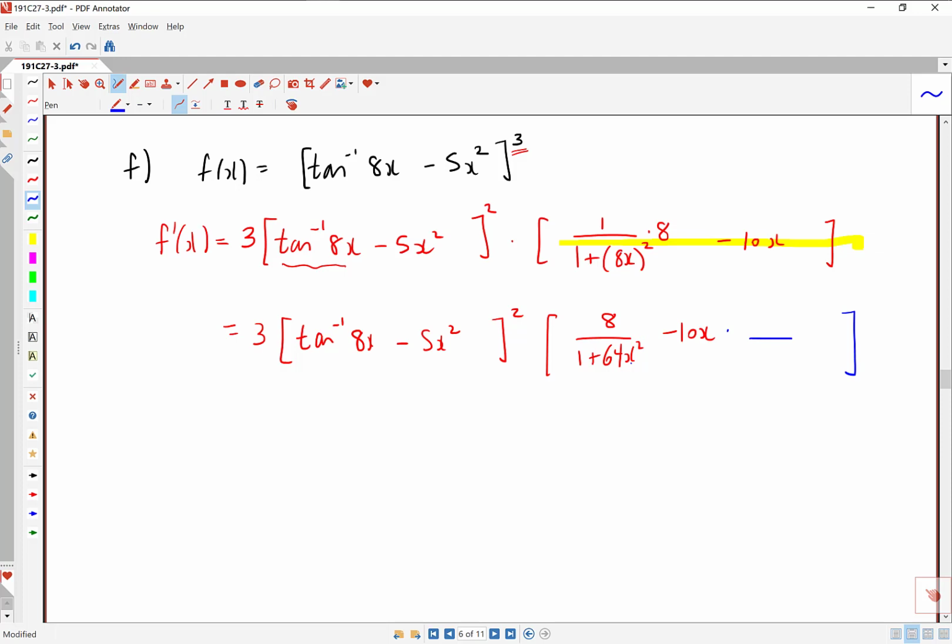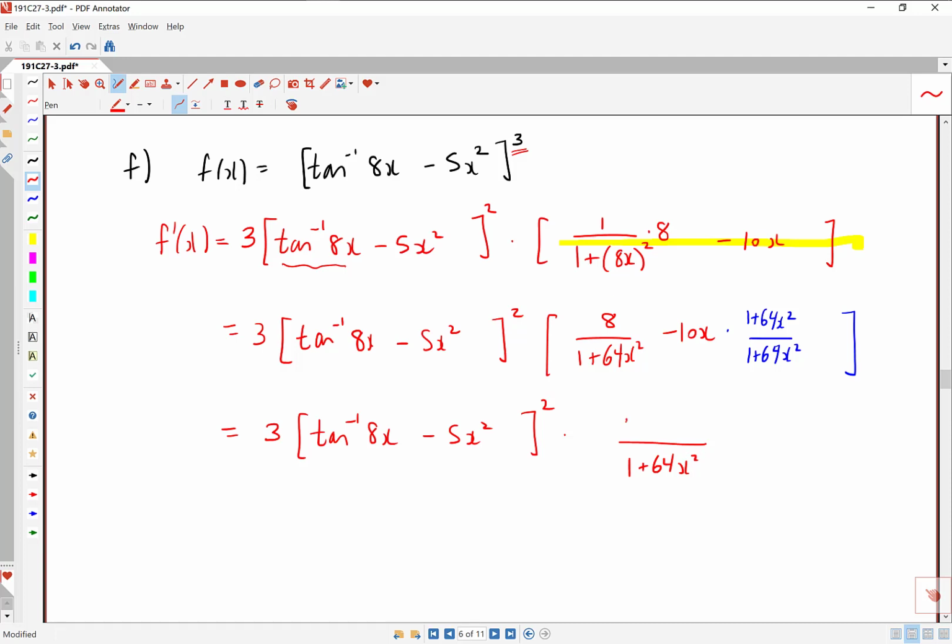Create a common denominator so that all the stuff in this last set of brackets can just be written as a single fraction. So we would multiply that negative 10x top and bottom by the 1 plus 64x squared. And that way, things are going to look a lot nicer in the next step. So we'd have 3 times something squared, where the something is the arctan 8x minus 5x squared, so nothing's changing there. But now we no longer need this big set of square brackets at the back. We can just say that's times something over 1 plus 64x squared.